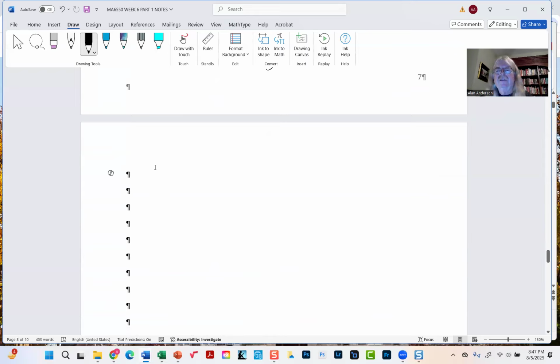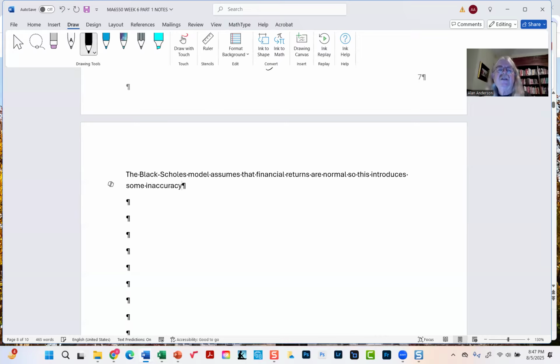Let me add this at the end as a summary. The Black-Scholes model assumes that returns are... so this introduces adversity. Imagine into the Black-Scholes model.